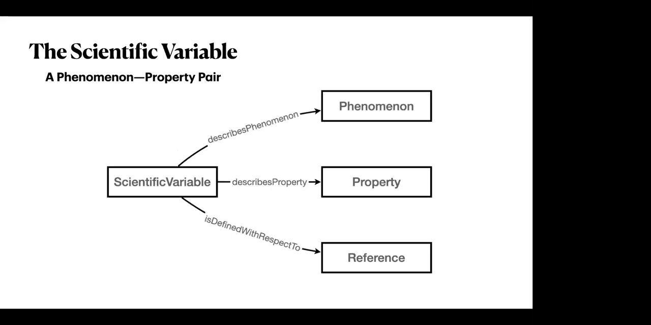So I'm just going to dive right in. I don't want to spend too much time on the nitty-gritty details. I'm just going to dive right in on the major SVO design patterns. And the first one, which is probably the most important one, which is derived from the CSDMS standard names, is this idea that any scientific variable should be able to be decomposed into two distinct components. The first is the object of observation, which we call the phenomenon, and the second is the property, which inheres in that phenomenon. And in addition, when you have a quantitative property, that property may be defined with respect to a reference. And in that situation, the reference is required as well.